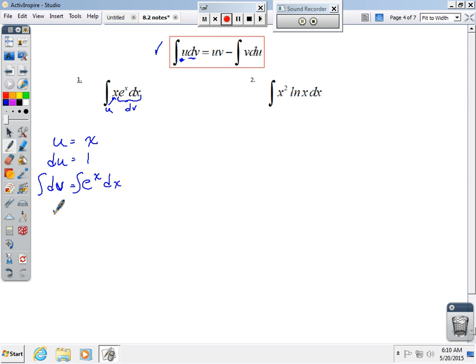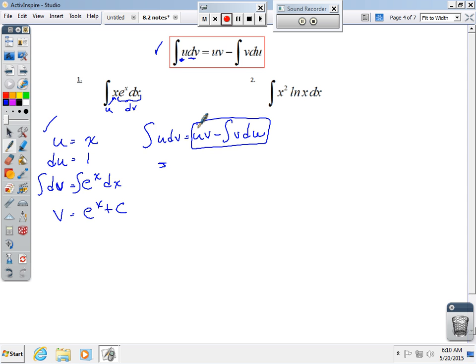So the integral of dv is v, and then the integral of e to the x is e to the x plus c. Okay, so now when I use my formula here, the integral of u dv is equal to u times v minus the integral of v du. All right, and now it's just a matter of, here's the formula, take all the things you represented over here and plug them in. And we're going to start right from this part.